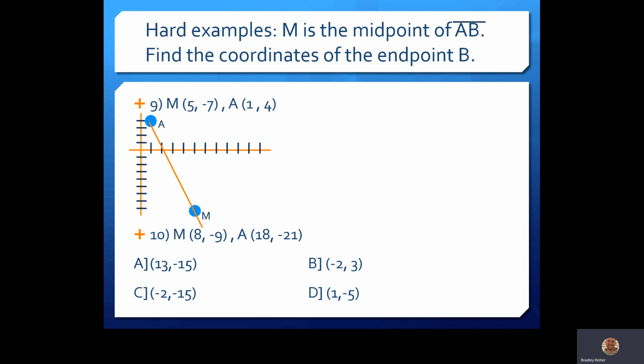You can pause this video if you want. Take a look at number 10. Work out number 10 using that same strategy. Start with the midpoint, multiply by 2, then subtract the coordinates of the endpoints.